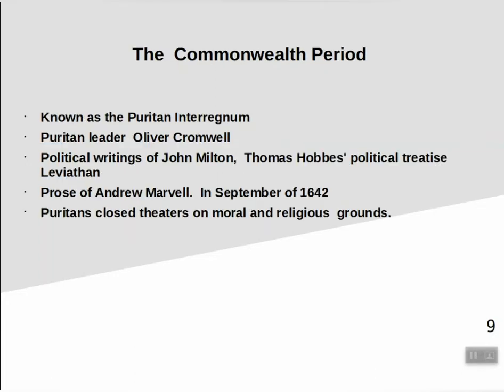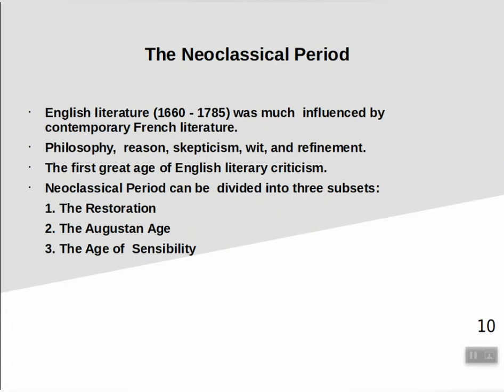The Commonwealth period, also known as the Puritan Interregnum of English literature, includes the literature produced during the time of Puritan leader Oliver Cromwell. The period produced the political writings of John Milton, Thomas Hobbes' political treatise Leviathan, and the prose of Andrew Marvell. In September of 1642, the Puritans closed theatres on moral and religious grounds. For the next 18 years, the theatres remained closed, accounting for the lack of drama produced during this time period.